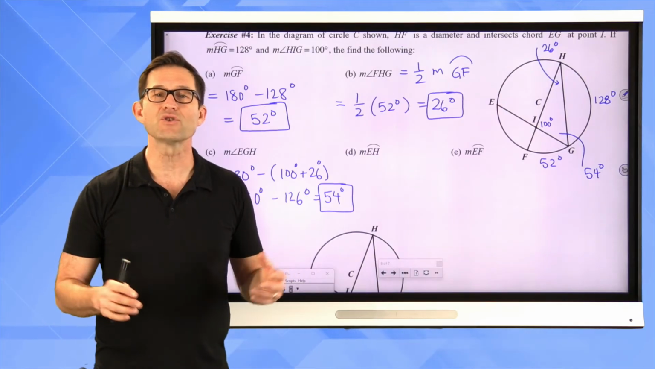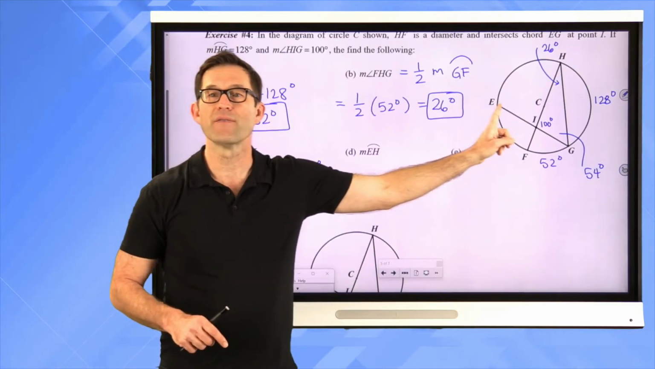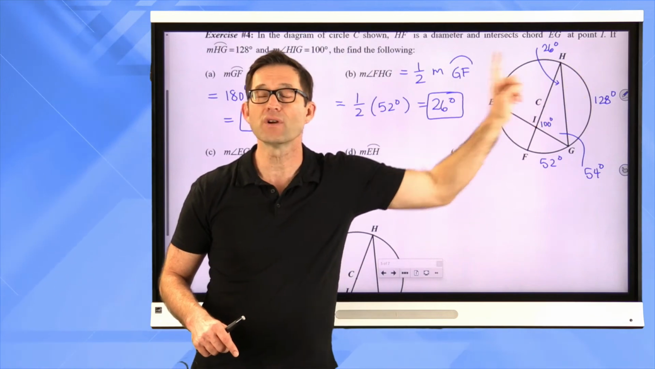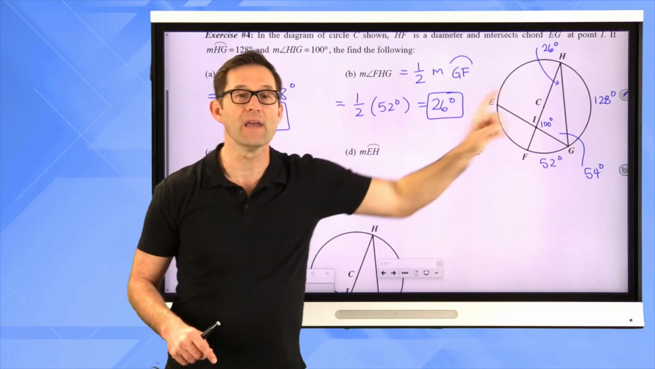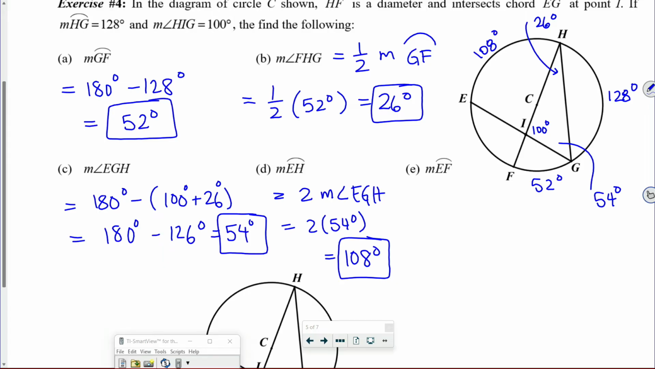So now we want to use the inscribed angle theorem, but kind of in reverse, right? So this angle, the measure of angle EGH, would be 1/2 the measure of arc EH. Therefore, the measure of arc EH must be twice the measure of EGH. So this is sort of running that inscribed angle theorem backwards. The measure of angle EGH, what we just found, so that's 2 times 54 degrees, and that's 108 degrees. So this is 108 degrees.